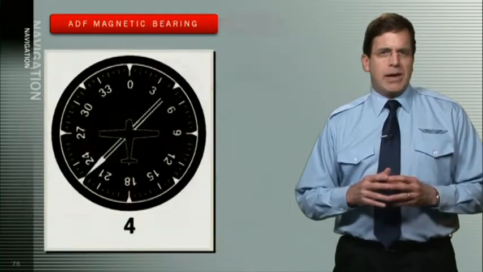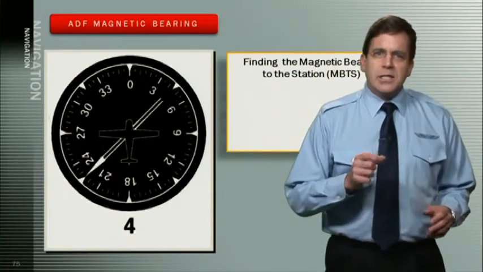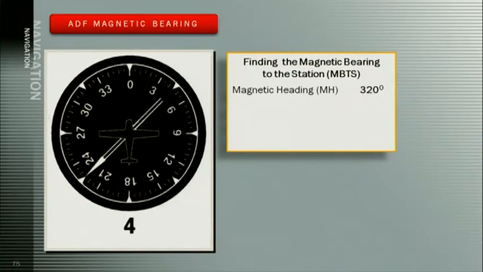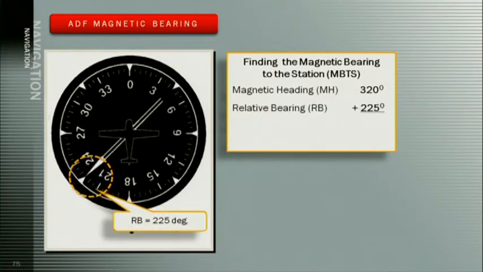To find the magnetic bearing, you use this process. Assuming a magnetic heading of 320 degrees, add the relative bearing of 225 degrees to the magnetic heading. This gives us a magnetic bearing to the station of 545 degrees. Well, 545 is greater than the total degrees in the circle, so we need to normalize the magnetic bearing to the station by subtracting 360 from 545, giving us a magnetic bearing to the station of 185 degrees.